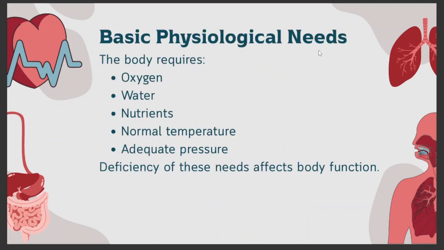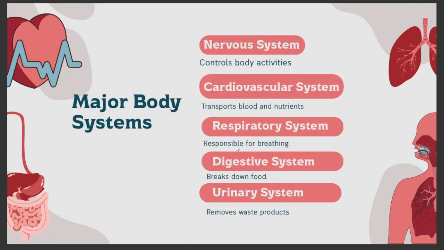Now, what are the basic physiological needs that the body requires? You need oxygen, you need water, you need nutrients, you need a normal temperature and adequate pressure. Any deficiency in any of these will affect your body function. Now, what are the major systems in the body? This is very important. There are more than this, right?